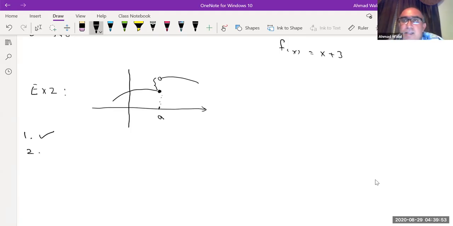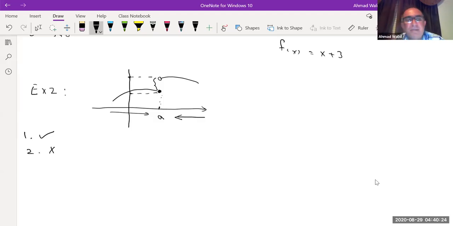It means the limit of f of x doesn't exist, because the limit from the left-hand side gives you this value, and from the right it gives you this value, right? And these two numbers are not equal. Then the limit of f of x as x approaches a does not exist. It means we failed test 2.